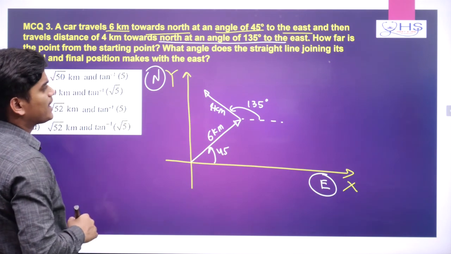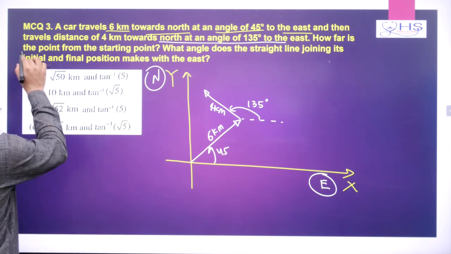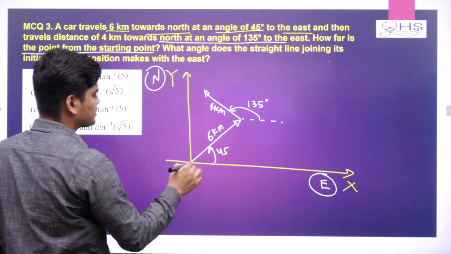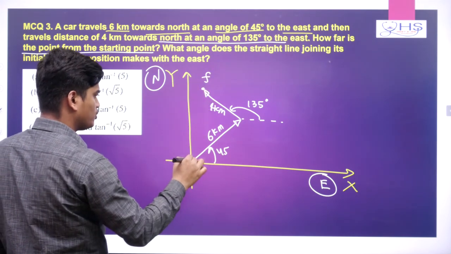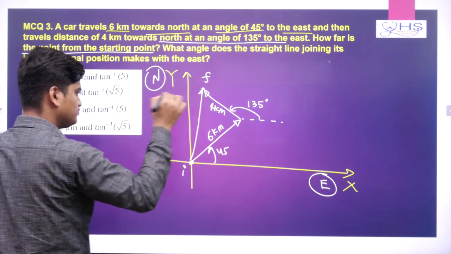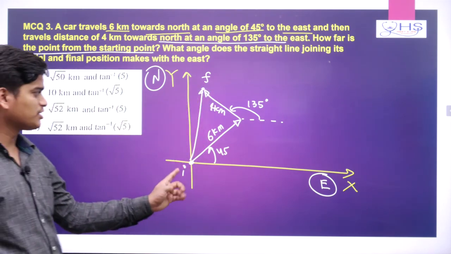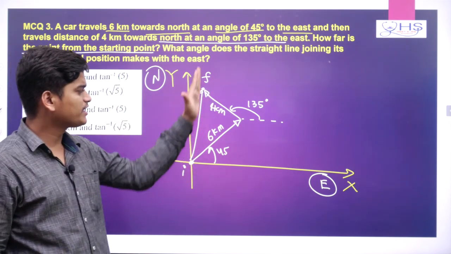Now they are asking how far the point is from the starting point. How far means they are asking about the distance between your initial point and your final point. Now you need to find this distance. So this distance is nothing but the resultant vector magnitude.